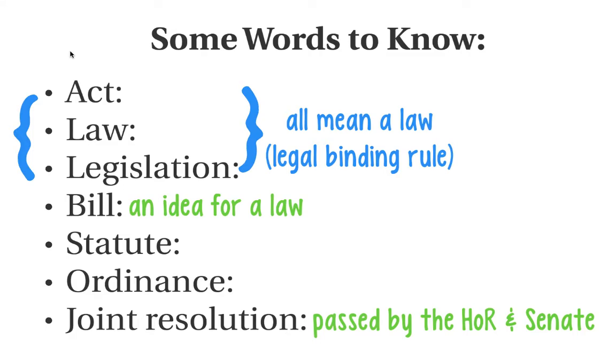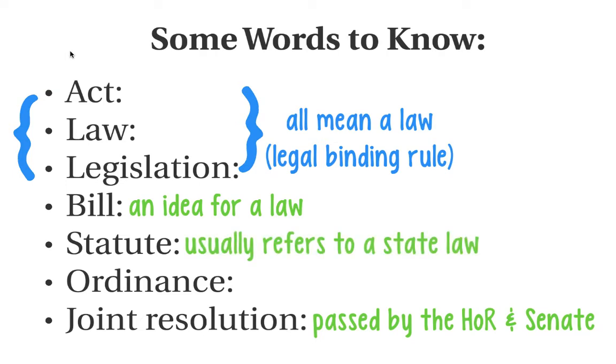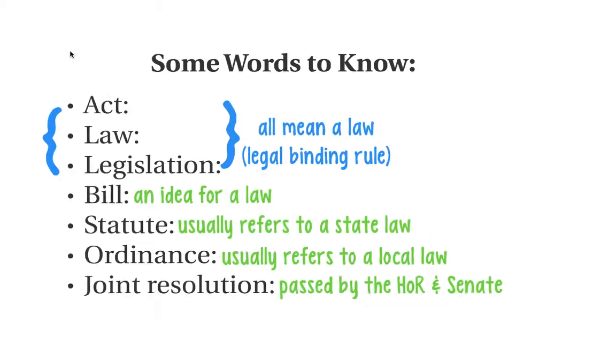If you ever hear the term bill, a bill is an idea for a law that has not become a law yet. So if a bill is in Congress, it will become a law if it is passed. A statute is just a fancy word for a state law. An ordinance is a fancy word for a local law. And then there's a joint resolution, which is a resolution passed by the House of Representatives and the Senate.